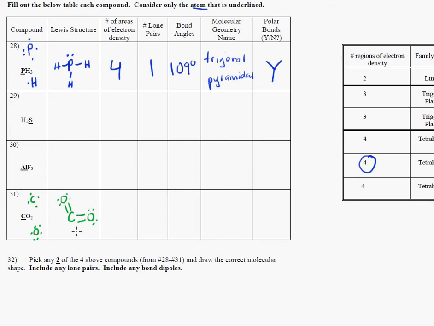All the lone pairs that are still there: carbon doesn't have any lone pairs, it wasn't supposed to. Oxygen has 2 lone pairs because it was supposed to. So this would be the correct Lewis structure for carbon dioxide.